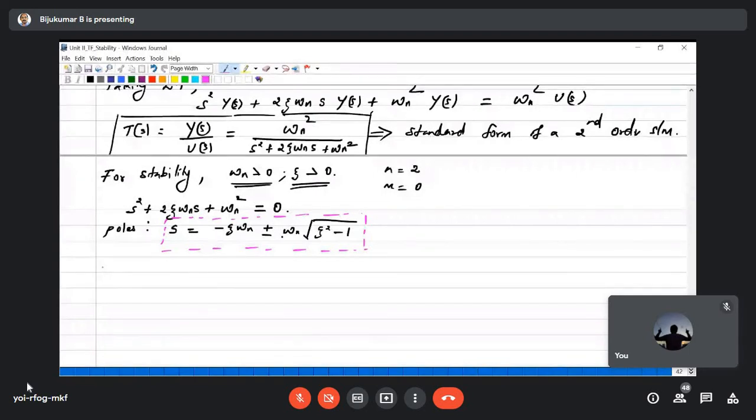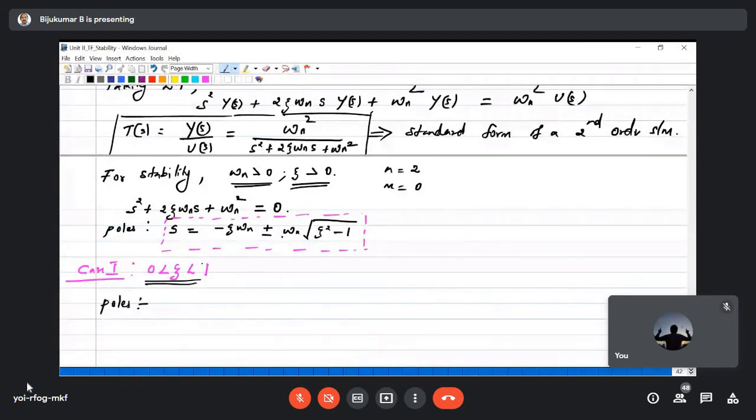Case 1, zeta value will be less than 1. It should be 0 less than zeta less than 1. So in this relation, if our zeta value is between 0 and 1, what will be the nature of poles? We know the pole relation is minus zeta omega n plus or minus omega n root of zeta square minus 1. So in this first case, if our zeta lies between 0 and 1, what will be the nature of poles?